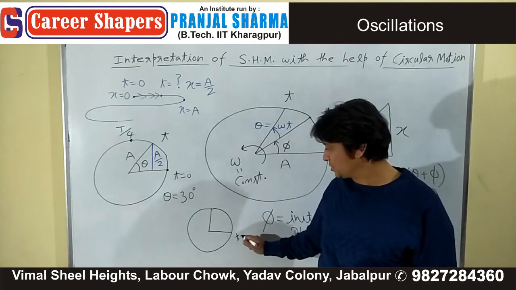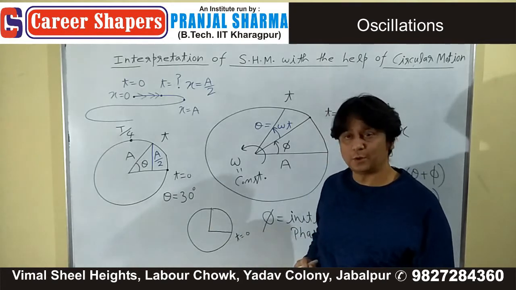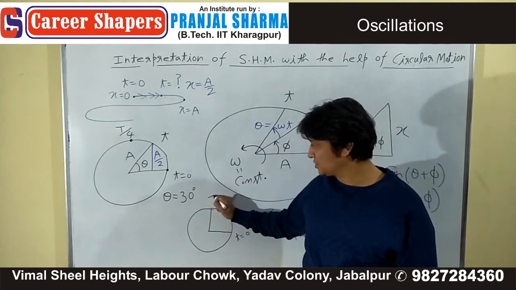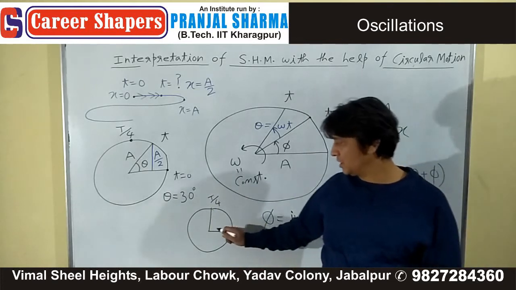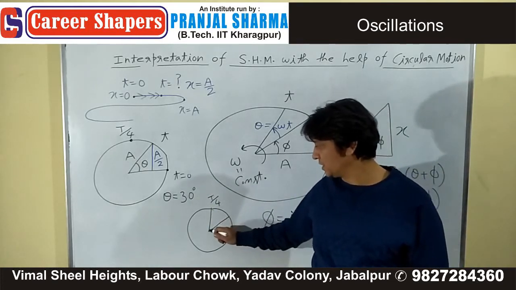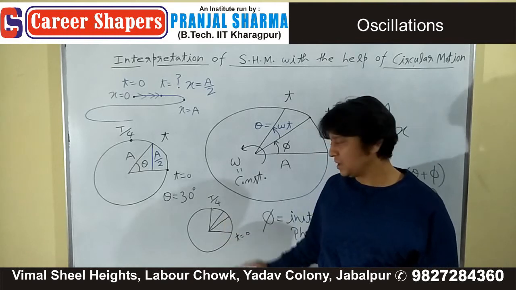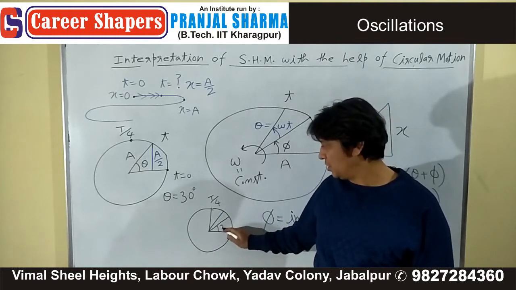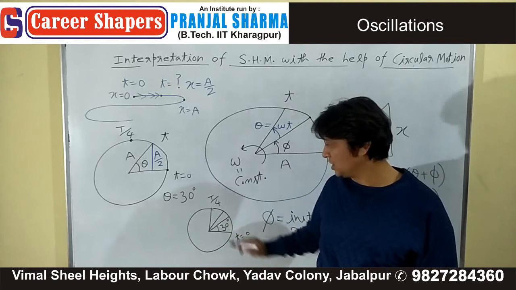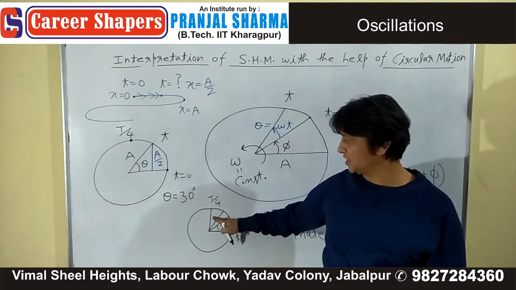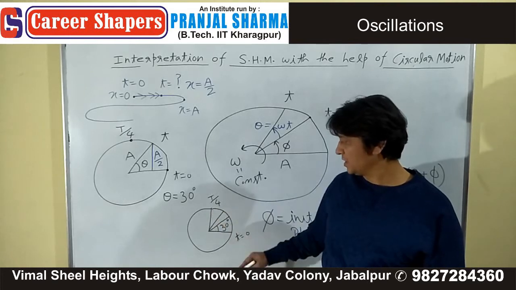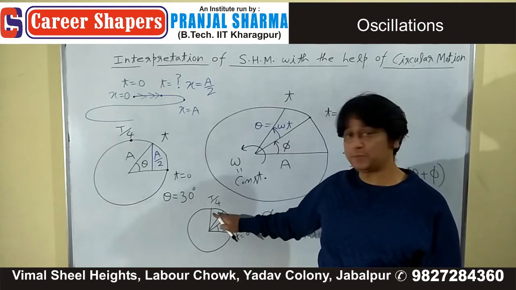Time at this position is 0. Time at this position is T by 4. Now, let's divide this whole thing in 3 parts. Remember, all these angles are 30. 30 plus 30, 60 plus 30, 90. 30 plus 30 plus 30.